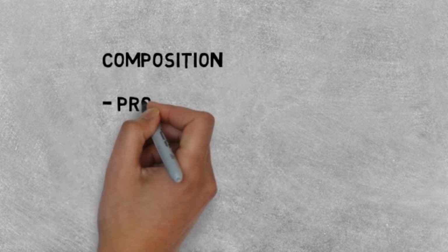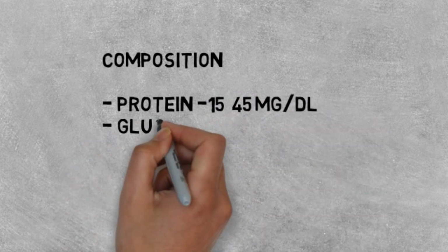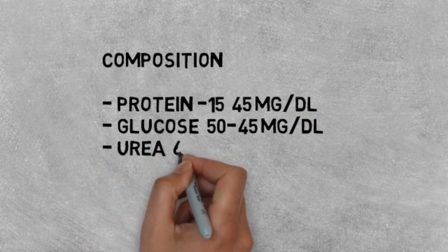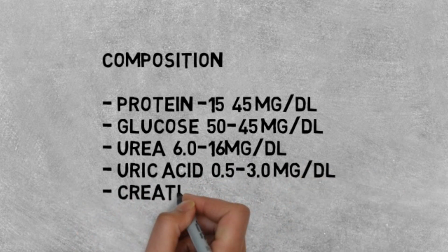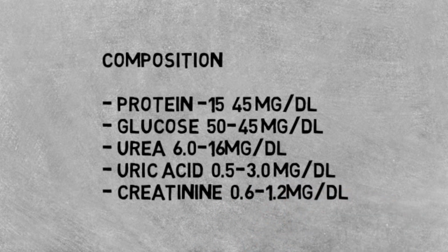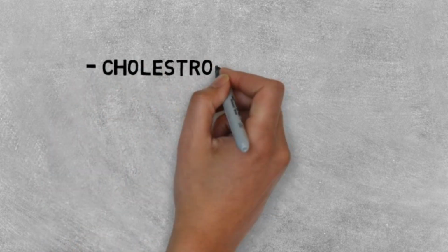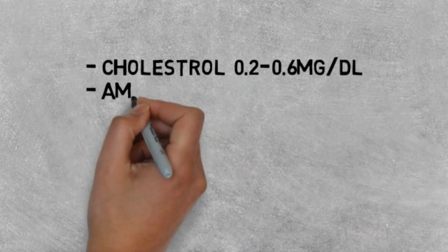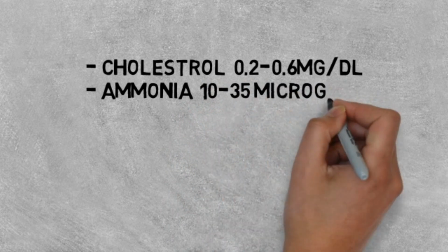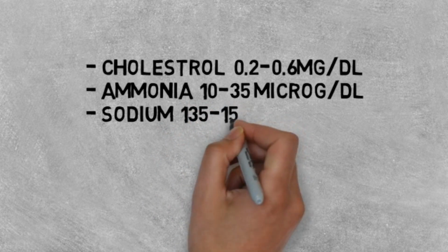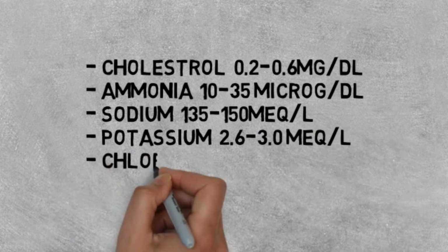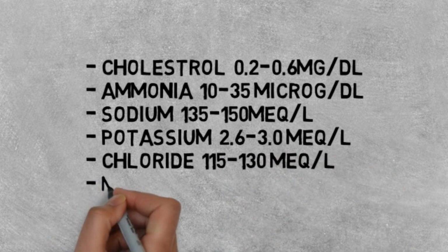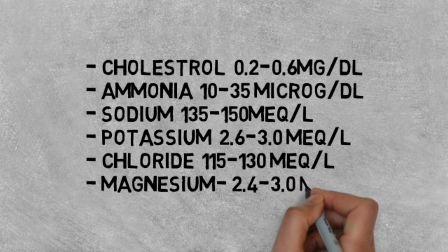Composition: protein 15 to 45 mg per dl, glucose 50 to 45 mg per dl, urea 6 to 16 mg per dl, uric acid 0.5 to 3 mg per dl, creatinine 0.6 to 1.2 mg per dl, cholesterol 0.2 to 1.6 mg per dl, ammonia 10 to 35 microgram per dl, sodium 135 to 150 milli equivalent per liter, potassium 2.6 to 3 milli equivalent per liter, chloride 115 to 130 milli equivalent per liter, magnesium 2.4 to 3 milli equivalent per liter.